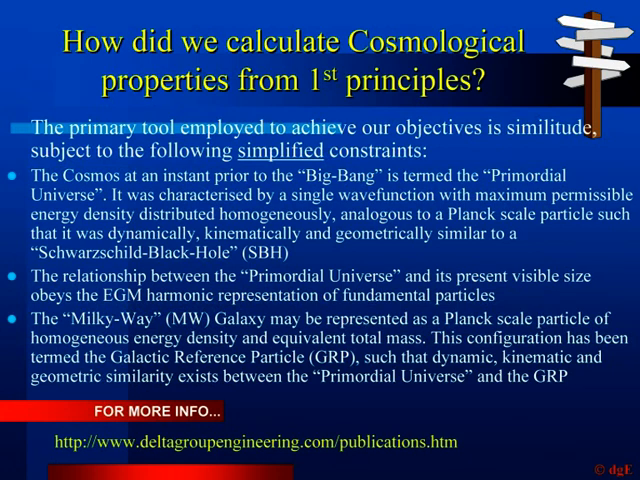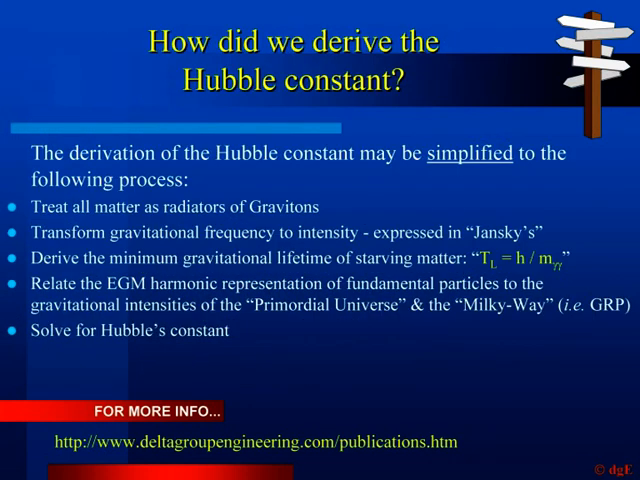2. The relationship between the primordial universe and its present visible size obeys the EGM harmonic representation of fundamental particles. The Milky Way galaxy may be represented as a Planck scale particle of homogeneous energy density and equivalent total mass. This configuration has been termed the galactic reference particle, such that dynamic, kinematic, and geometric similarity exists between the primordial universe and the galactic reference particle.